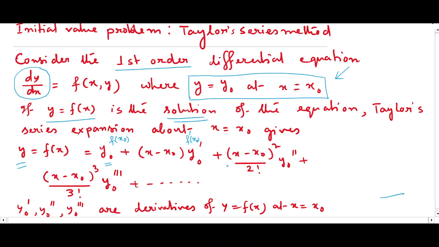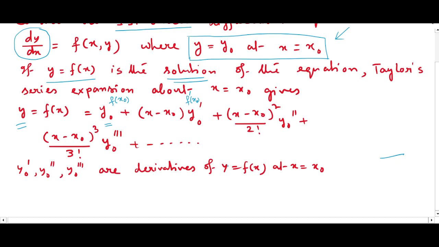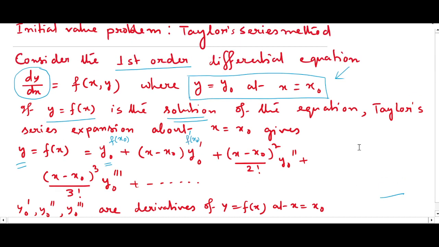Here these y naught dash and y naught double dash are nothing but derivatives of y equals to f of x at a particular point x equals to x naught. Since we are putting the value x equal to x naught in the corresponding derivative, they are denoted like this: y naught dash, y naught double dash, y naught triple dash. It will go up to n terms, and since it's a series, we may write up to infinite terms.